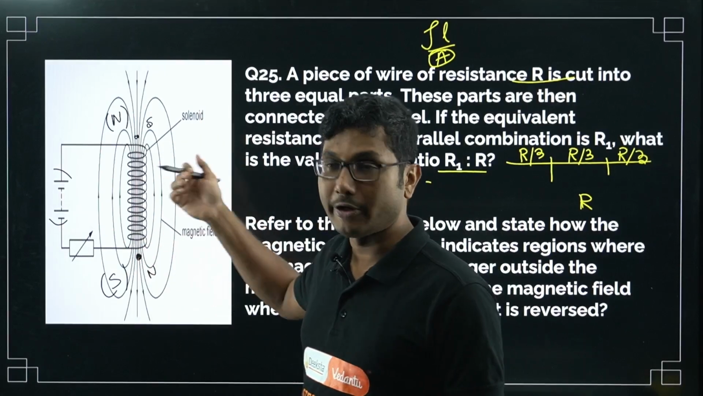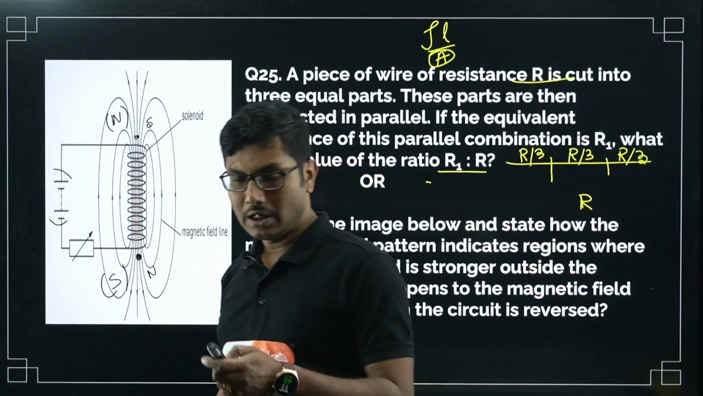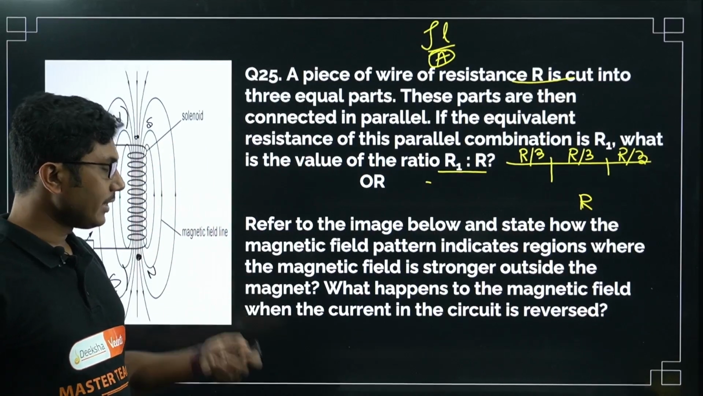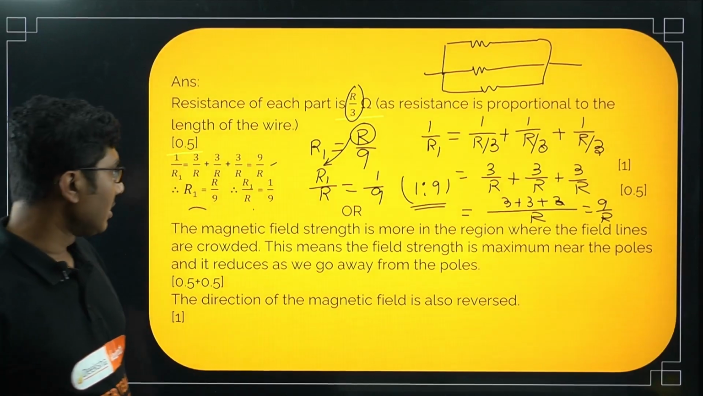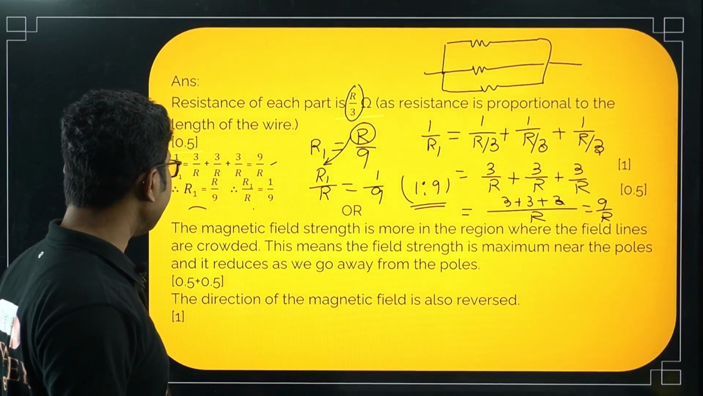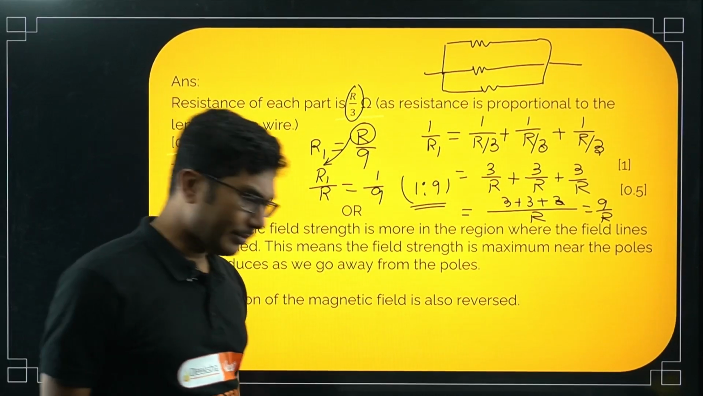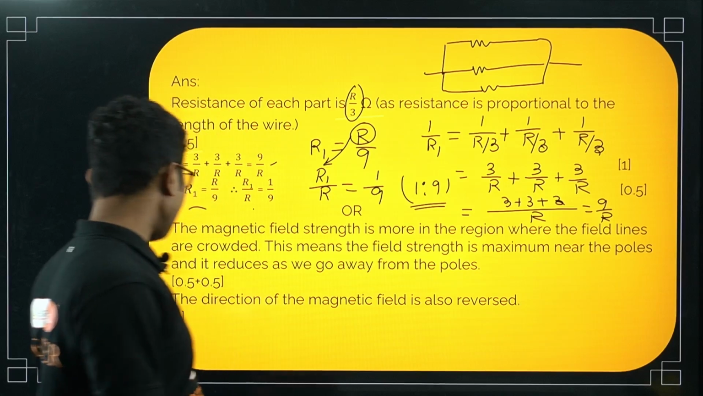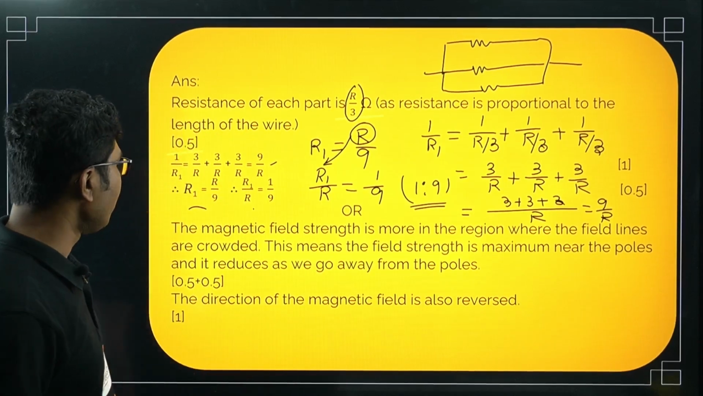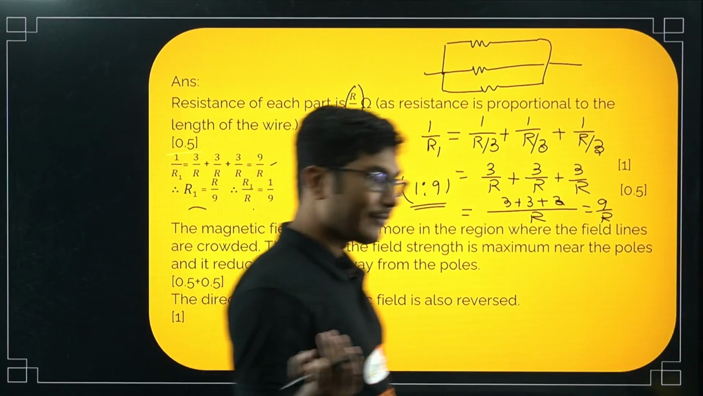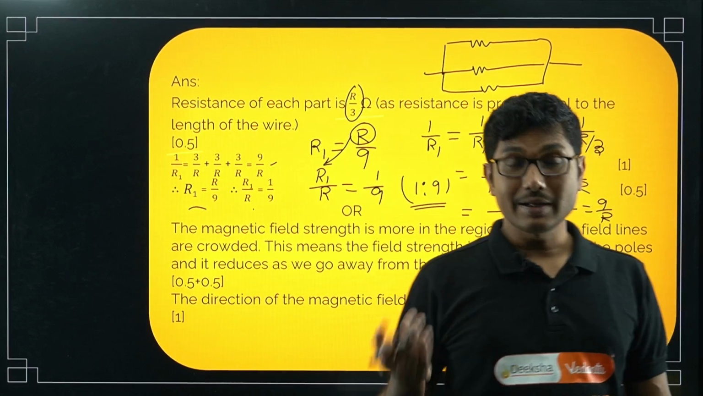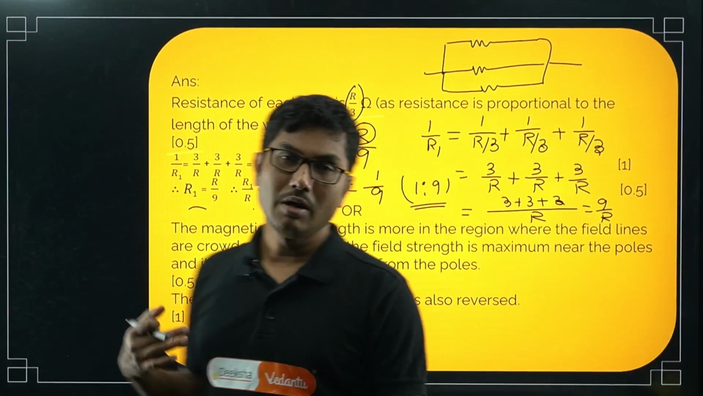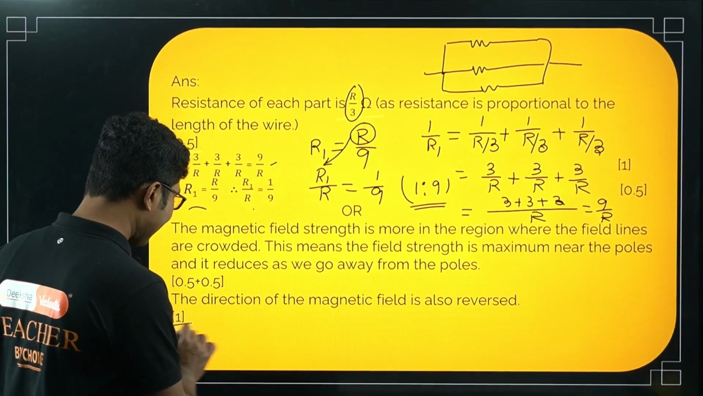Just outside the solenoid rings, on both sides of the solenoid, the magnetic field will be stronger, right? And it reduces as you go away from the pole. So that is very important. You have to mention that it reduces also. And the direction of the magnetic field also reverses. When you reverse the current, the direction of the magnetic field also reverses. For this identification you get 1 mark.